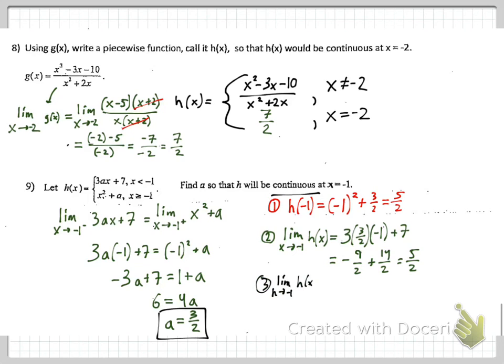The last thing I want to do is make sure the limit is equal to the value of the function at that point. Is it? Well, yes, they're both 5/2, so check. The limit exists. And therefore, h of x is continuous, so we found out that as long as a is 3/2, that is the value that will make h continuous at x equals -1.